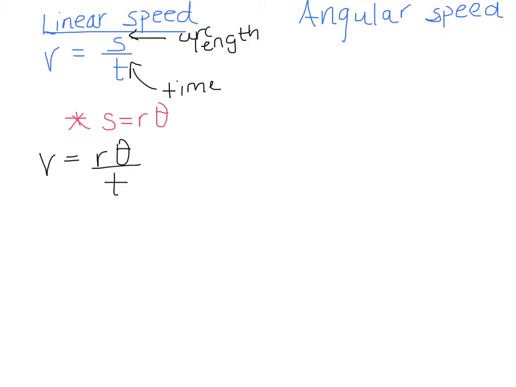And then we have what we call angular speed. And we use this symbol. It's like a W, but it's omega.